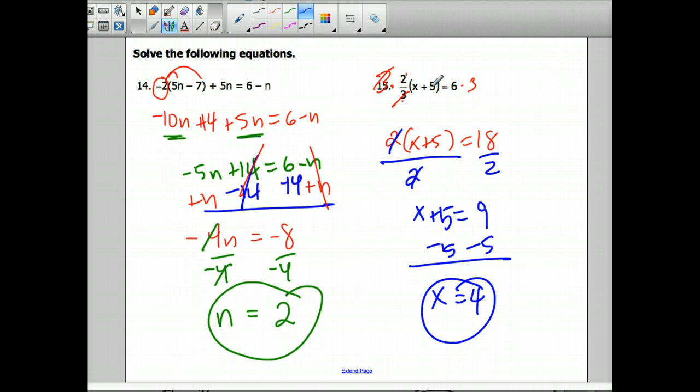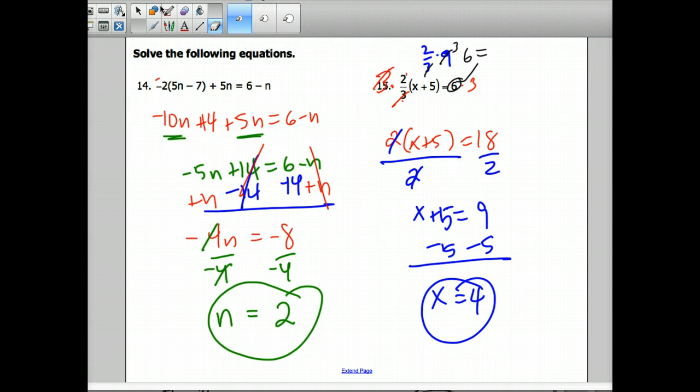So I have 4 plus 5 is 9. 2/3 times 9 is going to reduce to 3 over 1. So that's 6, and that should equal 6. So that one works.